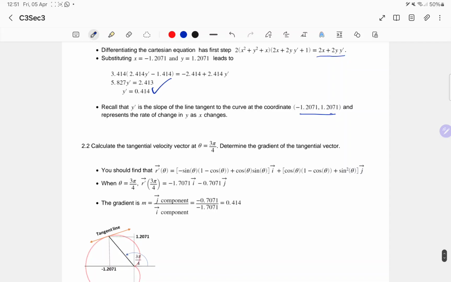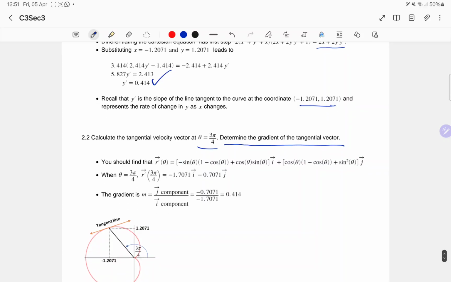Now calculate the tangential velocity vector at theta equals 3 pi over 4. Determine the gradient of the tangential vector. So you should find that working out r prime of theta will give you this in the I direction and this in the J direction.